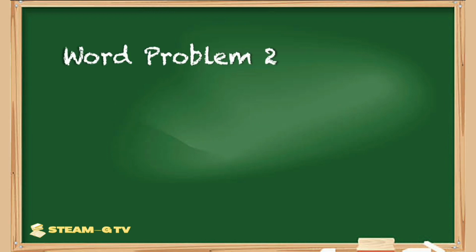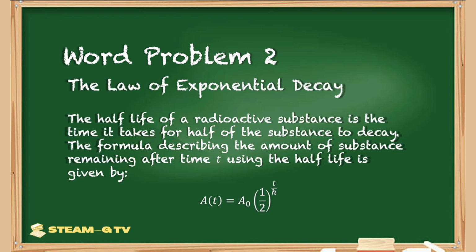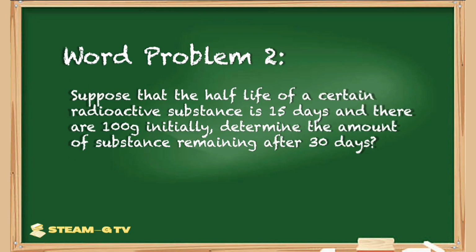Let us now move on to the second word problem, which is about the law of exponential decay. The half-life of a radioactive substance is the time it takes for half of the substance to decay. The formula describing the amount of substance remaining after time t using the half-life is given by A(t) equals A0 times 1 over 2 raised to the power of t over h. Suppose that the half-life of a certain radioactive substance is 15 days, and there are 100 grams initially, determine the amount of substance remaining after 30 days.